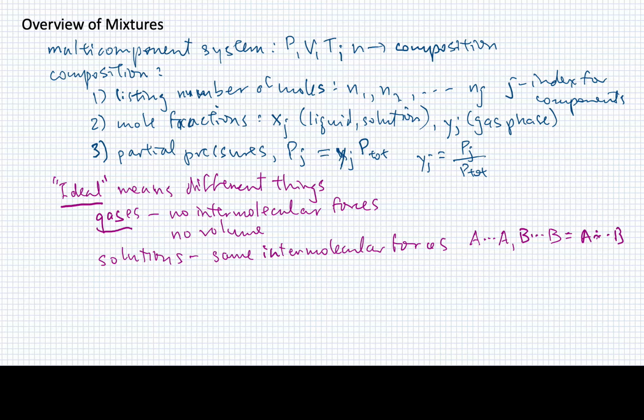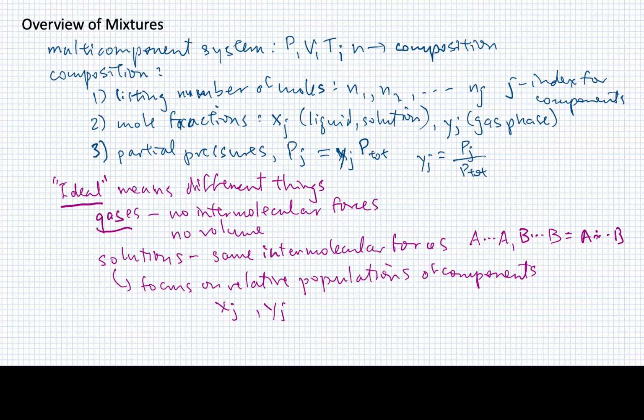What this means is that as we look at ideal solutions, our focus is going to be on the relative populations of the components. In other words, we're not going to have to focus on the forces between them, because those forces are all identical. And so when we look at different properties, we're going to be focusing on these relative populations. Everything is going to depend on mole fractions xj in the solution phase and yj in the gas phase.